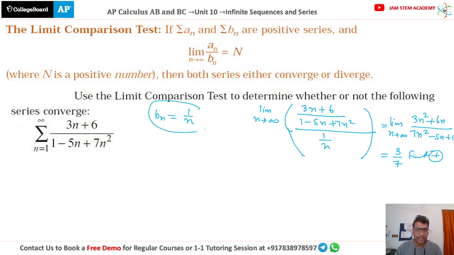And what is the nature of 1 by n? 1 by n, use the P series, the harmonic series, right? By the P series test, it is divergent in nature. So if it is divergent, the original series also diverges.